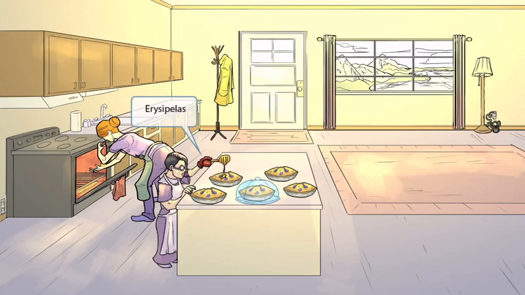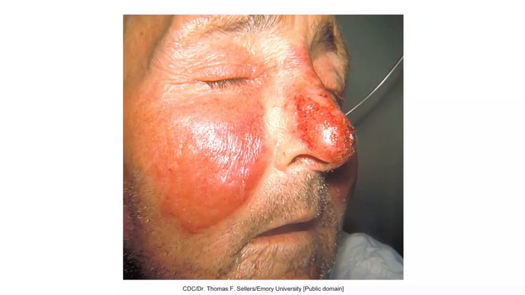Also notice that she's holding the honey up with a hand covered by a red mitten. This is to help you remember that Strep pyogenes causes erysipelas. The mitten is red and quite big, just like erysipelas is characterized by large red painful skin lesions. This is an image of erysipelas. Notice the large red painful skin lesions right here, for example, and right here on the patient's nose.